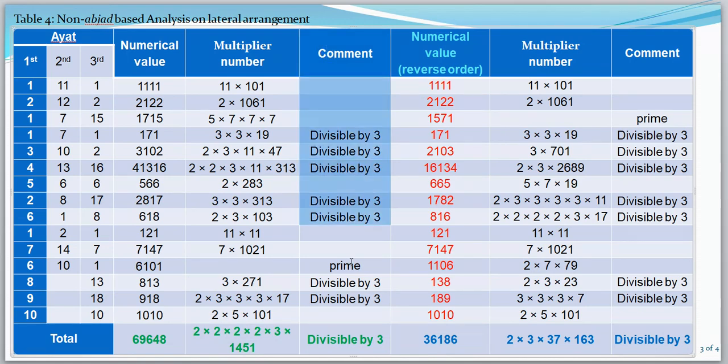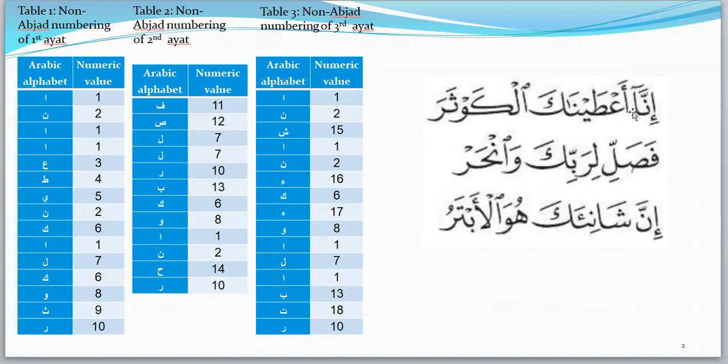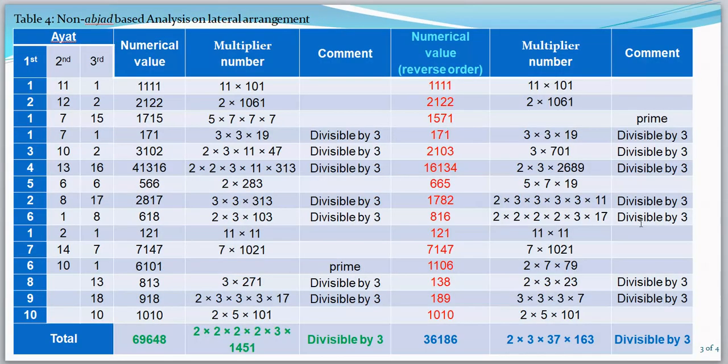In the comment section, whether these numbers are divisible by 3 or not is presented. Here we see that this number is not divisible by 3, so nothing is shown here. But this number, here we see that this number is not divisible by 3, so nothing is written here. Here the question of 3 comes because Surah Al-Kawthar has 3 ayats. So this number 3 is taken into account for this discussion.